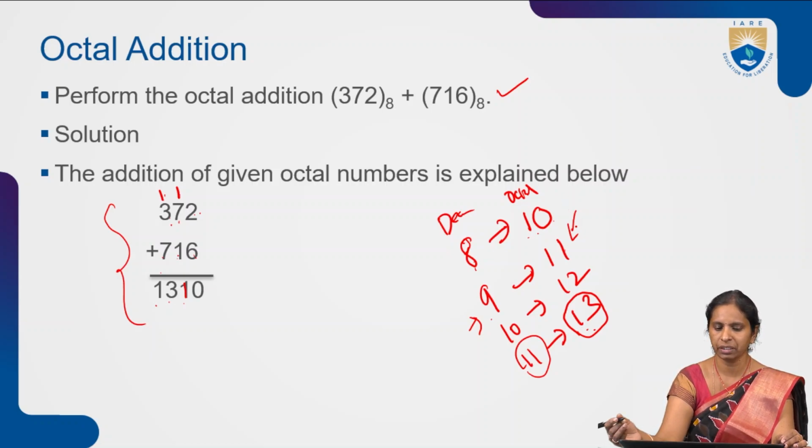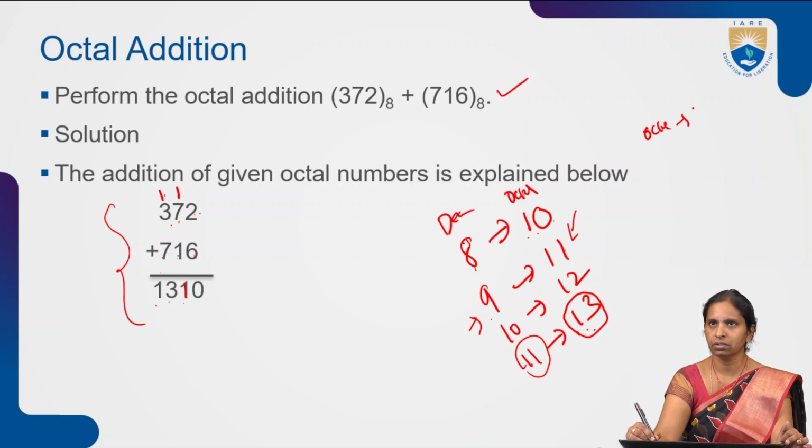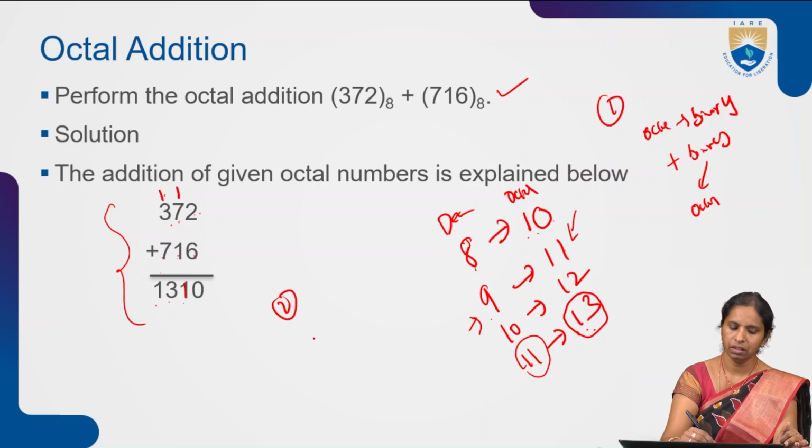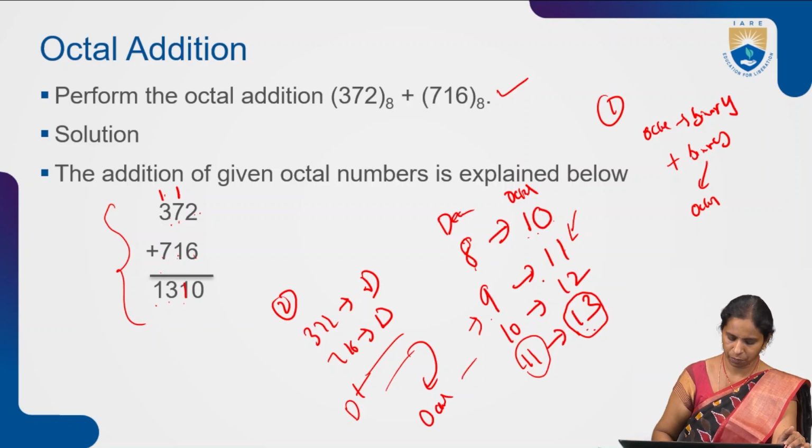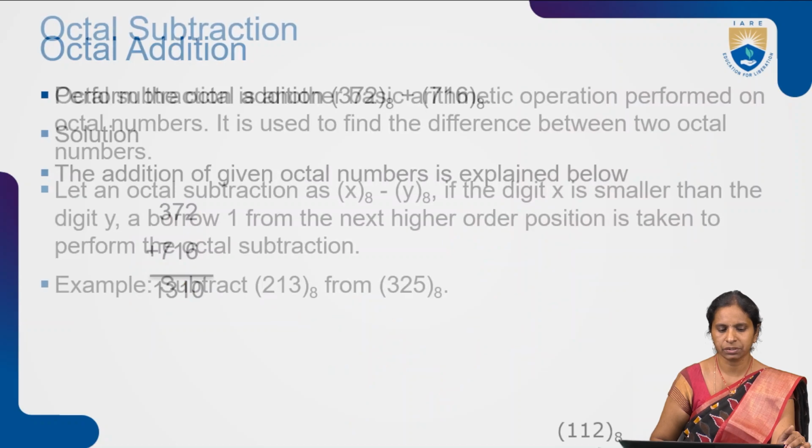This is one way of performing. The other way is that you can convert the octal to binary, perform binary operations, and then convert the binary result into octal. Or else you can convert 372 into the decimal number system and the number 716 into decimal, then perform the normal decimal operation, and convert the result back into the octal number system. So these are the different ways you can perform operations on octal numbers.